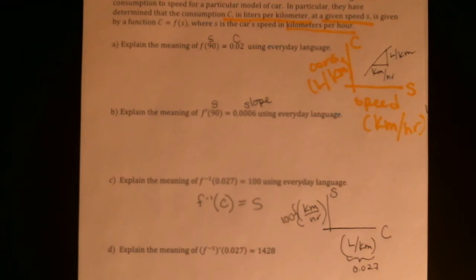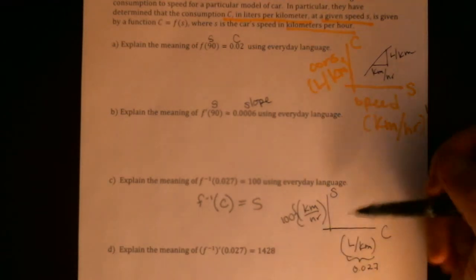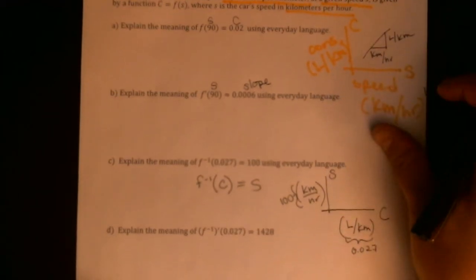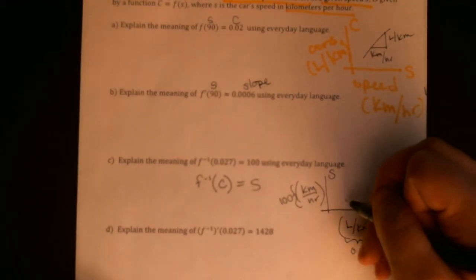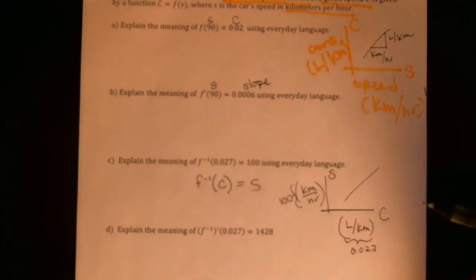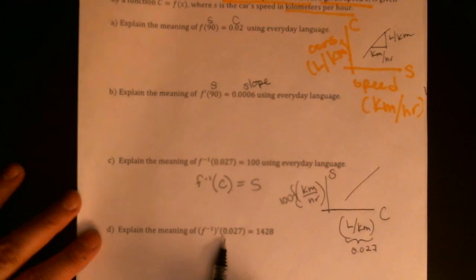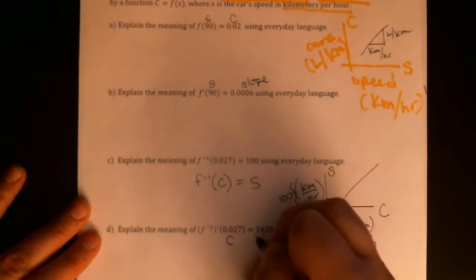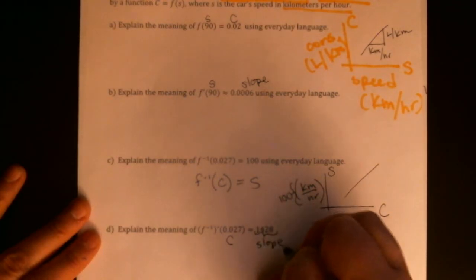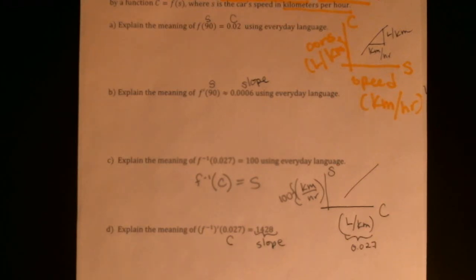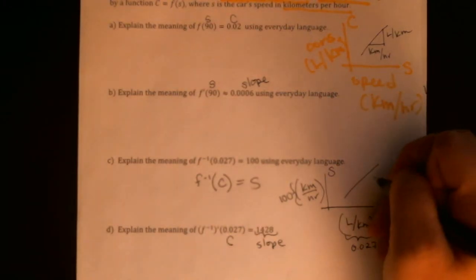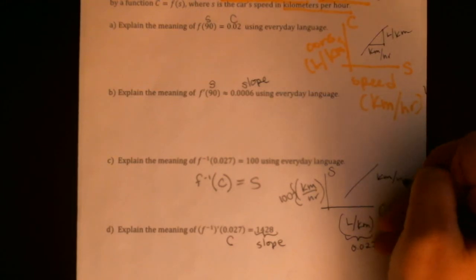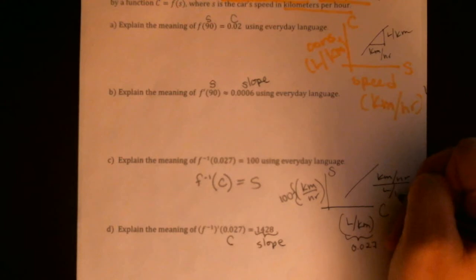Okay, and then again, back into the slope. So this can be a little bit tricky, but again, if you're keeping track of what's on what axis, I think it's really helpful. So now if we have some sort of tangent line hanging out, it's got some huge positive slope according to this. This is saying if we pick this C value, 0.027, so that's our fuel consumption, same as before, we'll get this slope of 1,428, and the units on that slope will be kilometers per hour per liters per kilometer.